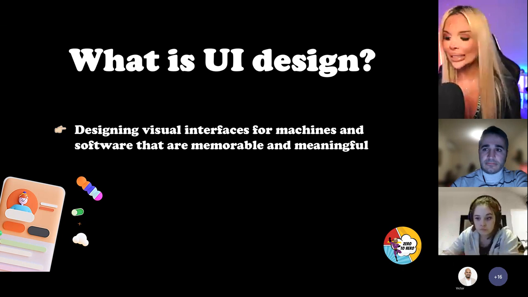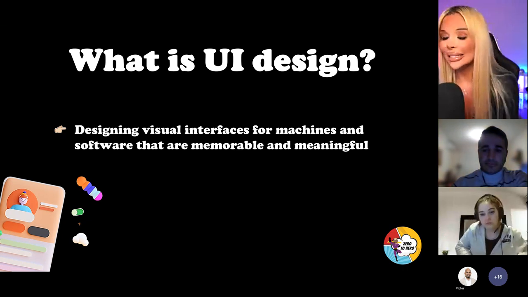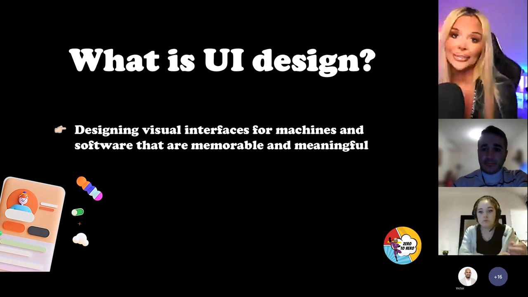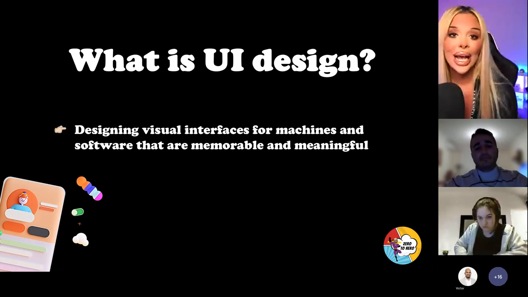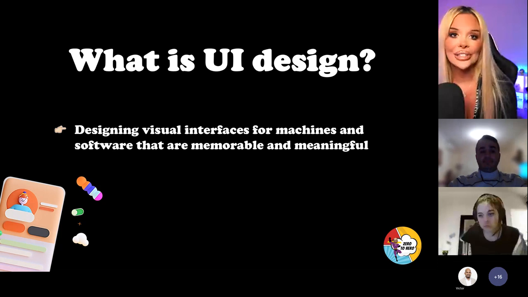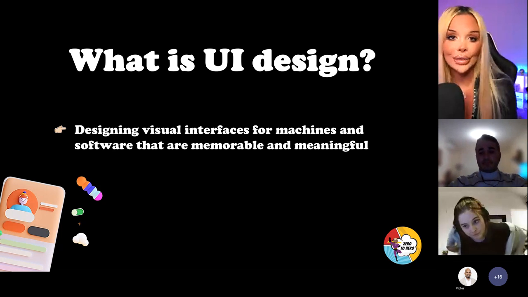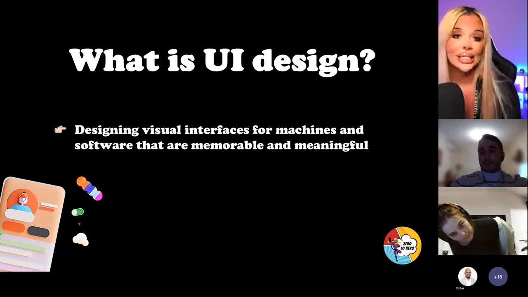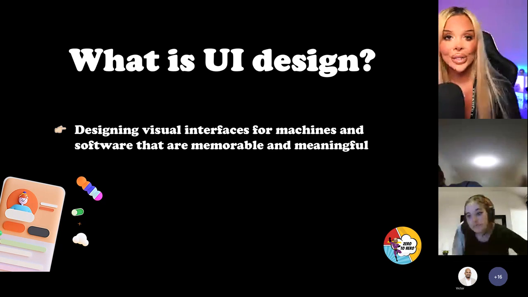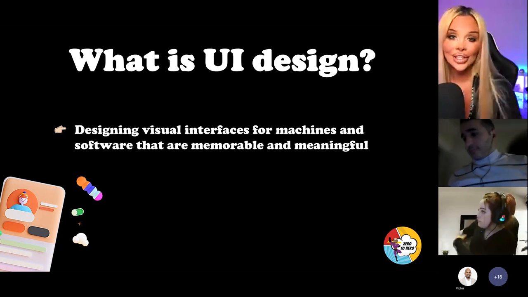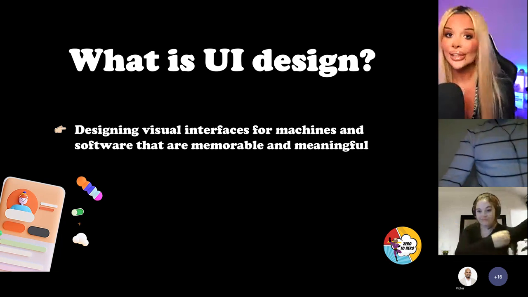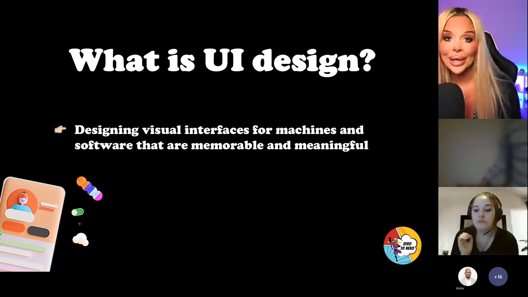So in terms of what UI design is, as you can see on there, UI design is effectively designing visual interfaces for machines and software. So UI is literally everywhere. Everything you use has some kind of UI. Microsoft Teams has its own UI. Any website that you go to has its own UI. A mobile application has its own UI. So user interfaces are pretty much anywhere.